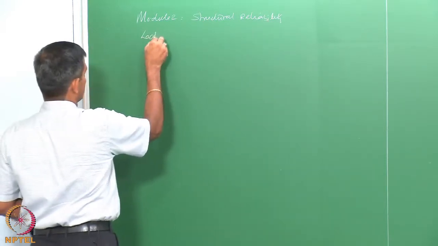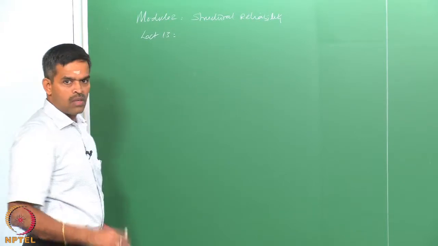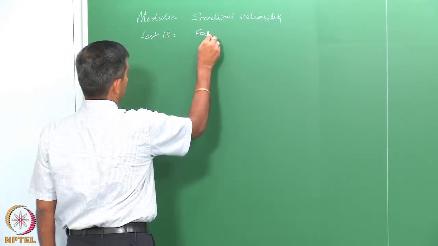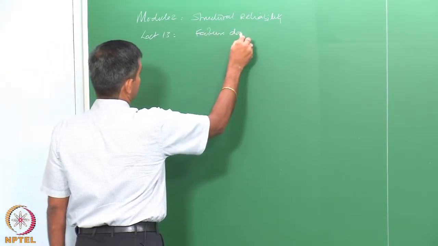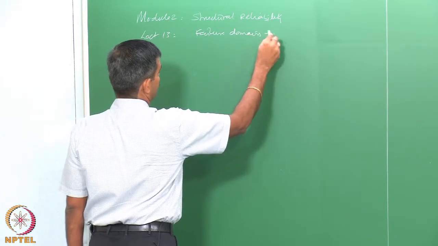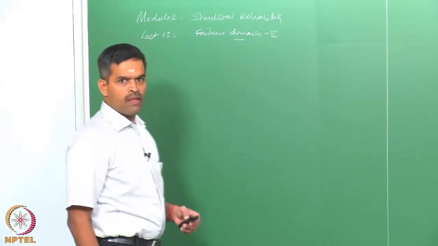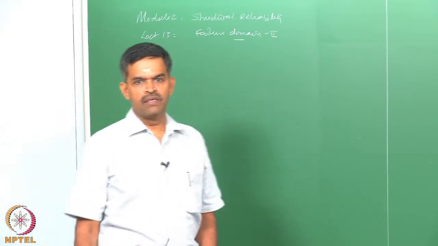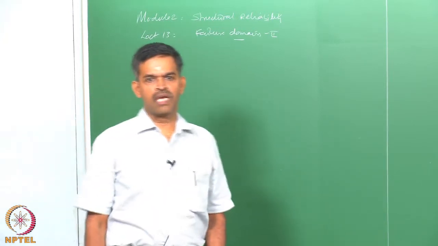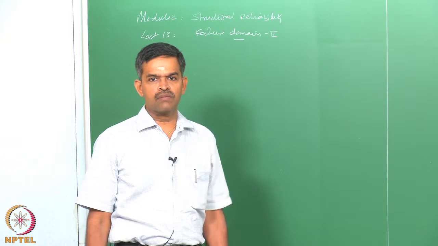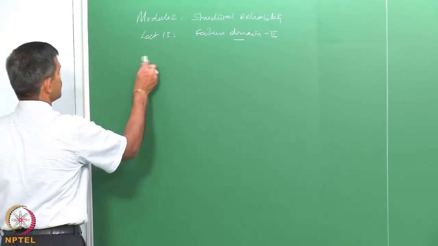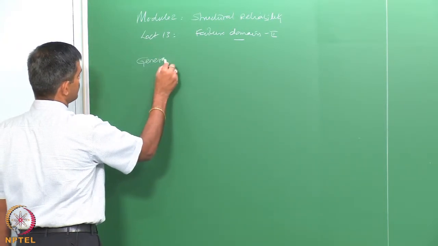In this lecture, which is the 13th lecture in module 2, I will continue to discuss the failure domains which we started in the last lecture. So, I will put failure domains 2. In the last lecture, we already said that the behavior of a general system can be modeled either as a parallel system composed of path sets.